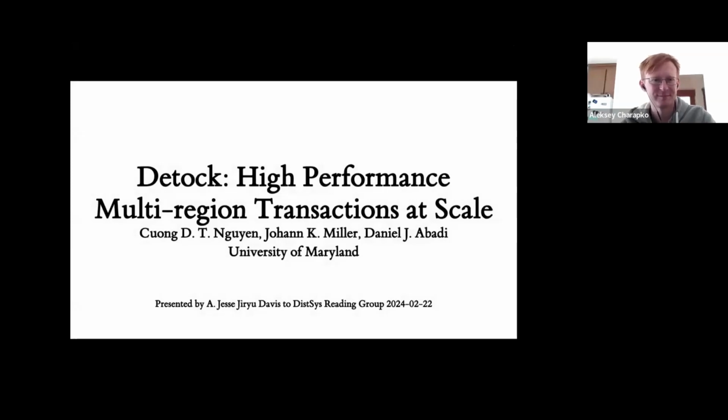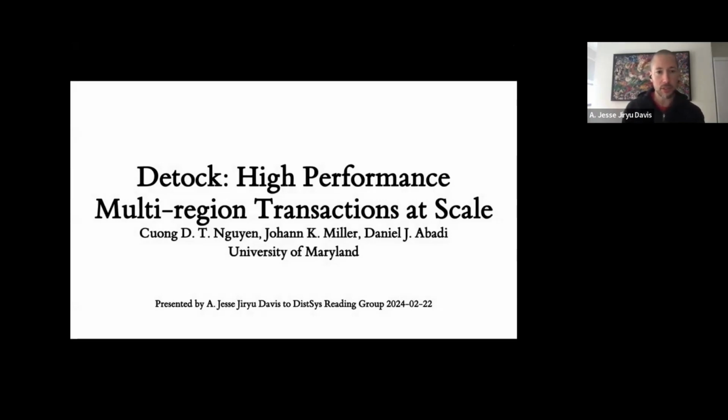Good. So this is Detock, High Performance Multi-Region Transactions at Scale. It was published last year, and I basically did not understand it. I tried fairly hard over the weekend, but I should have given myself some more time. There are parts where I know that I don't know, and then there are other parts where I think that I know, but I could be wrong. So I'm going to ask you all questions, and you should feel free to interrupt me if you understood the paper better, or think you did, and I'm saying something that you think is wrong.